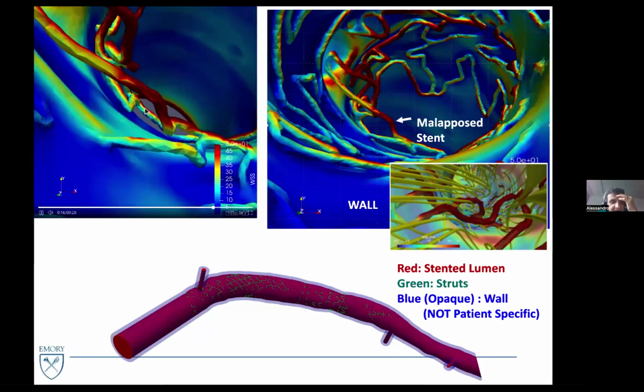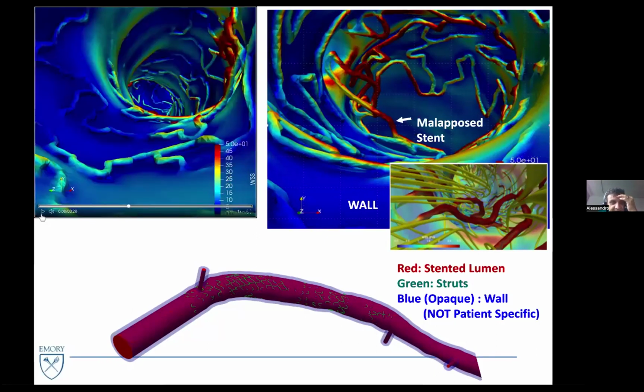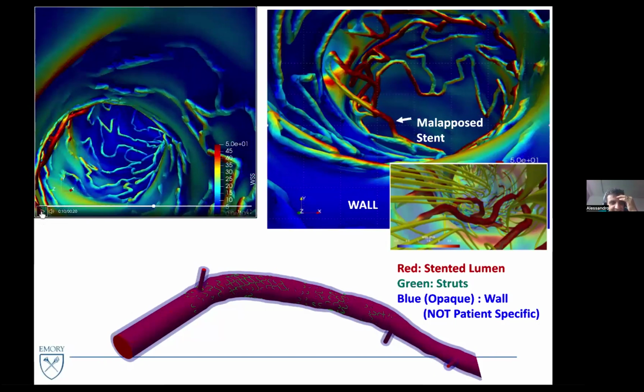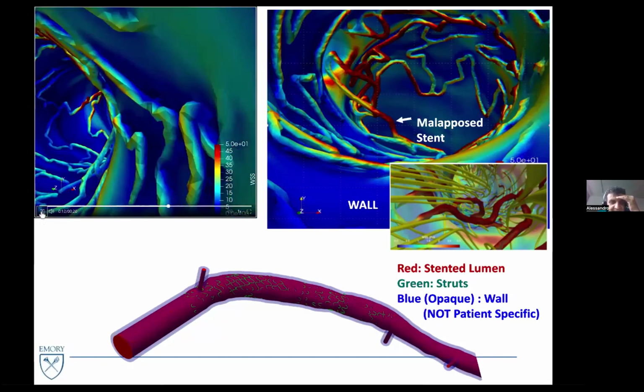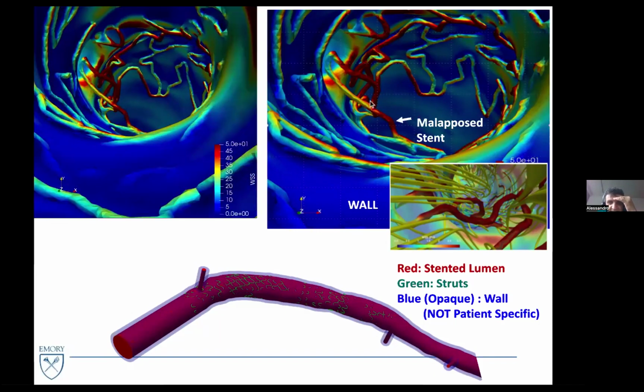And this you see in this simulation, the wall shear stress computed in a patient-specific geometry, where you may notice that the struts are, and I'm going to be back on this, may trigger some particular pattern in the wall shear stress. And also, as I pointed out, in this right panel you see the streamlines induced by the presence of the struts, and here you see the malapposed stent.